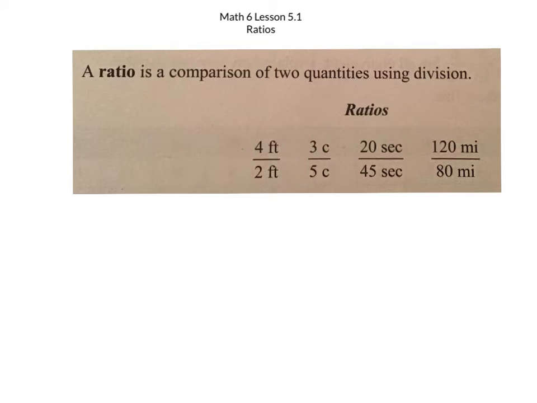Okay, for this lesson, we are discussing ratios. When you are talking about ratios, a ratio is just a comparison of two quantities using division. You'll see a ratio written in three different ways. I'm just going to use this 4 to 2 feet.